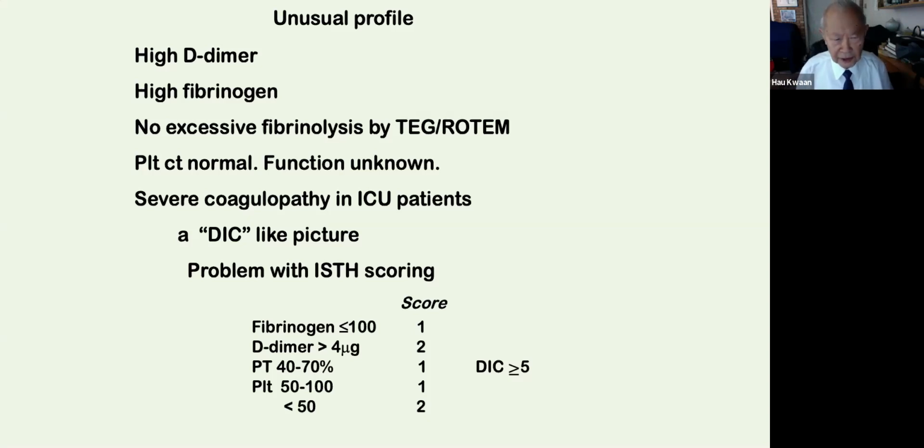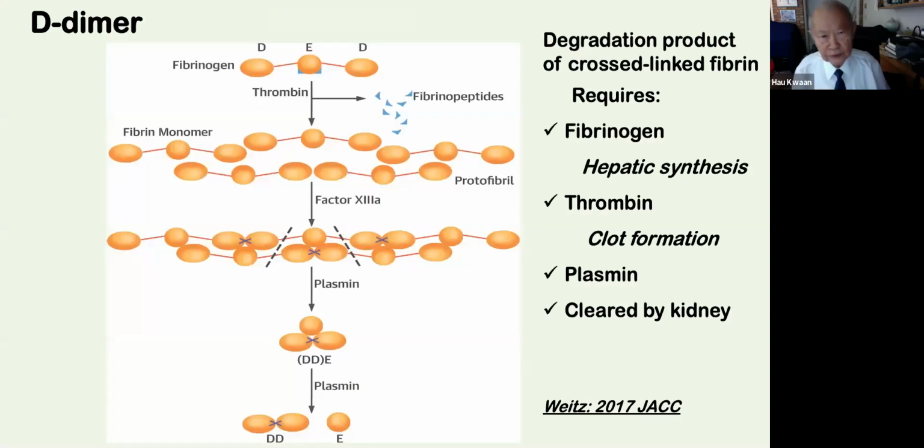There are many characteristics of this picture that are different from the classic DIC you see, say, in sepsis. So one of the problems is people try to use the ISTH scoring to make the diagnosis of DIC. And you can see that these are the problems. We have a high D dimer, you can't use. You have a very high fibrinogen, you can't use, and the platelet count is so frequently normal. So with that, it's difficult to use the ISTH score to determine the coagulopathy to be DIC or not. So more importantly, what is so striking is the very high D dimer level.